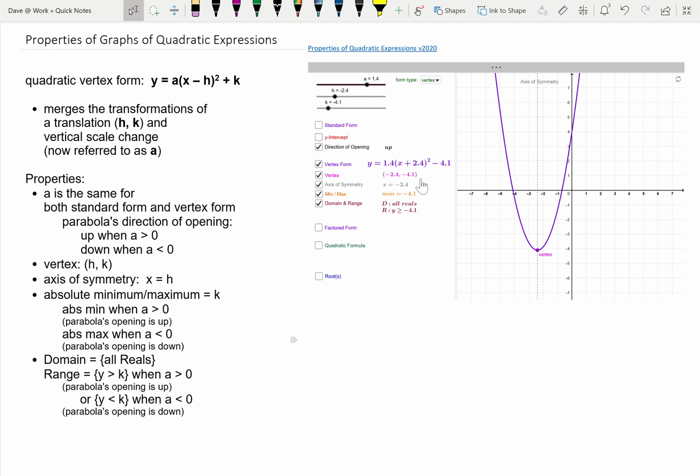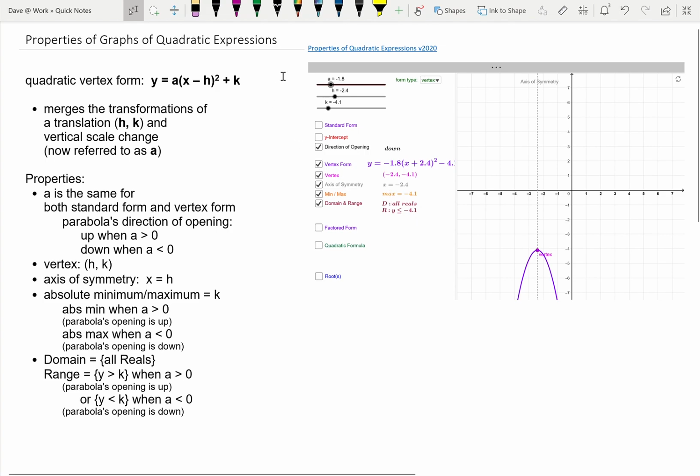The y-coordinate of the vertex is used to determine your min and max and also your range. If the parabola is going up, you're going to have a minimum value, and the range will be y greater than or equal to that minimum y-coordinate. If your a is negative, now that y-coordinate is going to be used as the maximum height, which means the range will be y less than or equal to that y-coordinate. And this concludes the properties of graphs of quadratic expressions, specifically for vertex form.